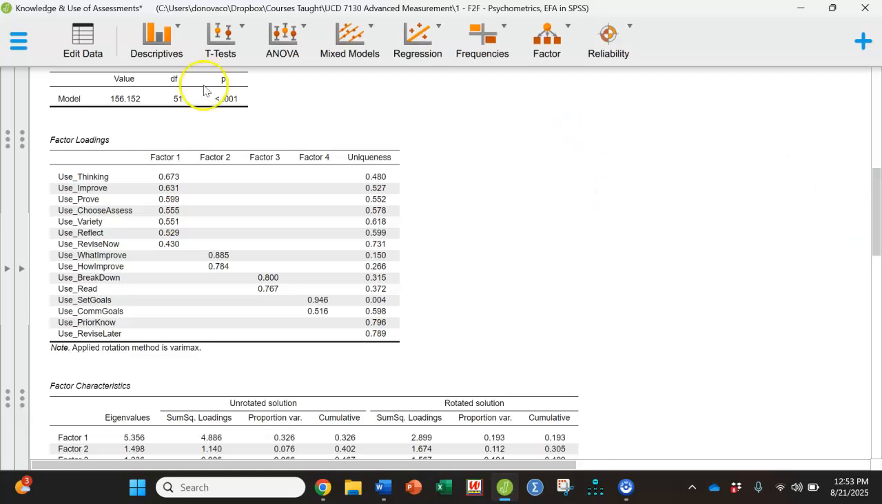So factor 1, these items are all about planning a study or planning curriculum and how you use assessments in that process. These 2 items are all about using assessments to give feedback to students on what and how to improve. These 2 items are about data and how you break down data and whether you read disaggregated data. So those are our assessment items, analysis items within assessment. And then these 2 are about setting goals and communicating goals.